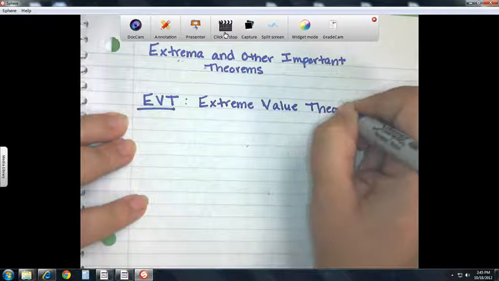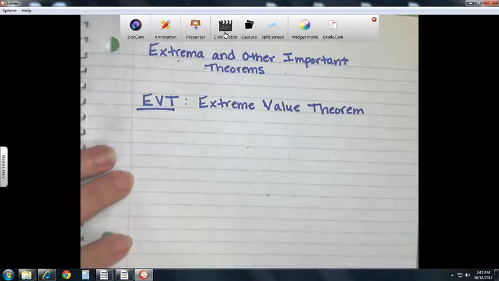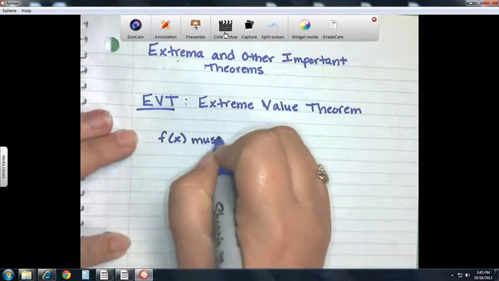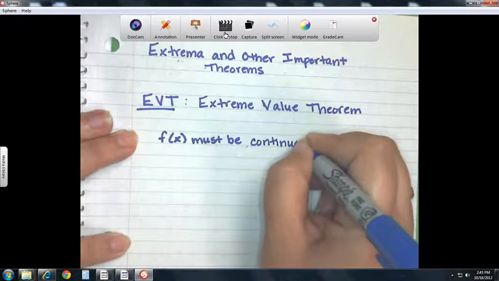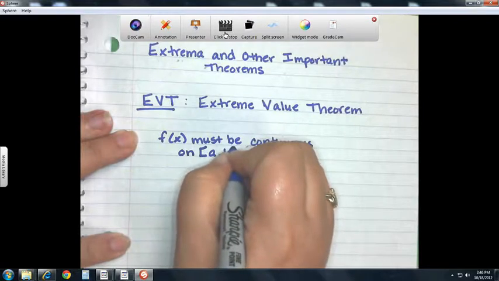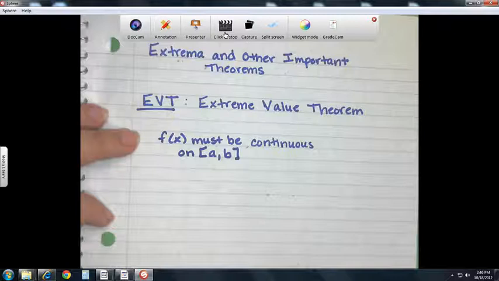There are several things that have to be true in order to do an extreme value theorem. The most important is that f of x must be continuous on the interval a to b. Notice that's a closed interval, okay? The endpoints have to exist for this to work. If you have an asymptote or an open circle, EVT goes out the window, okay?